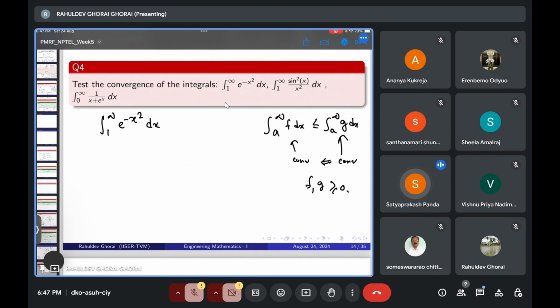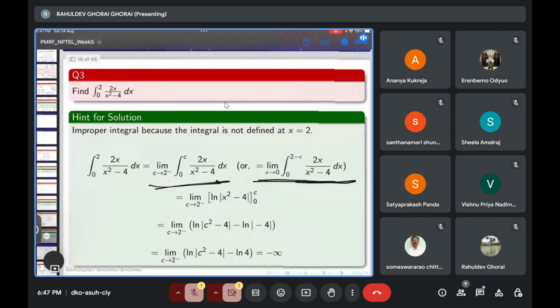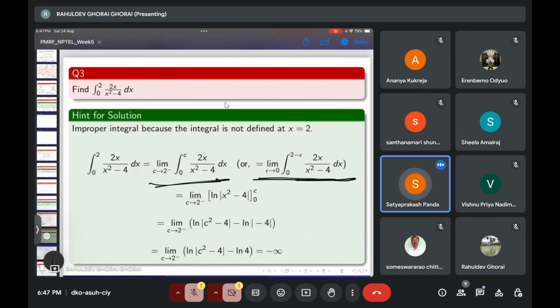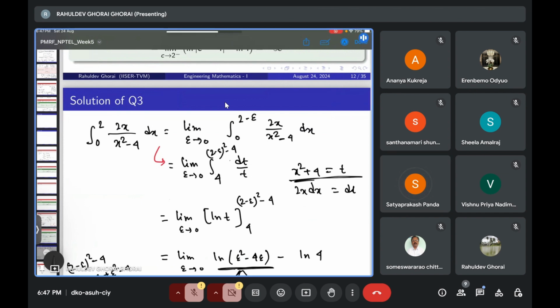Sir, I have a doubt in the previous question. Okay, let's go to the previous question. The boundary of 4 to (2 minus epsilon) square plus 4. How do I know if I have to take 4 as the lower bound? Here you have made the change x square plus 4 equal to t. So now x is from 0 to 2 minus epsilon initially.